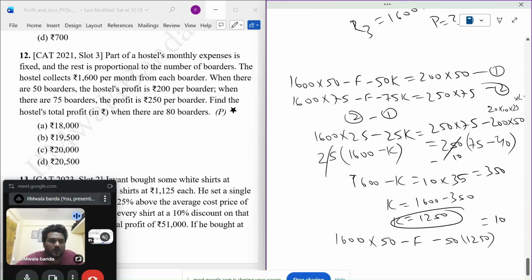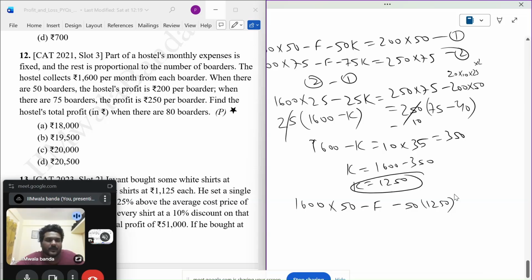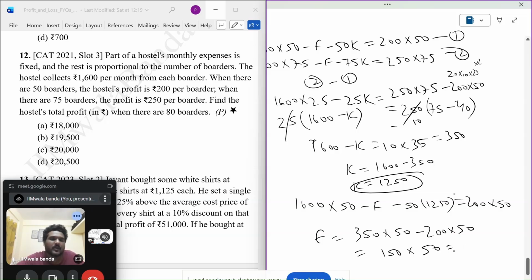Again, don't solve. Keep it like this only. I'm sure something will cancel. 50, 50, 50 will cancel, but F is there. So let's see what F is. Take this F here, bring everything here. This is for sure 1600 minus 250, which is 350 into 50. This is 200 into 50. See, F comes in. 350 minus 200 is 150 into 50. 5 for the 25, 5 5, 6, 7, 5, 0, 0. So fixed also came as 7500.